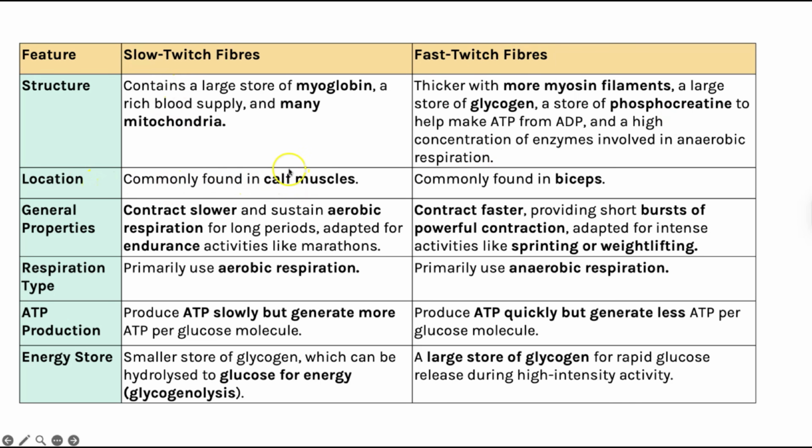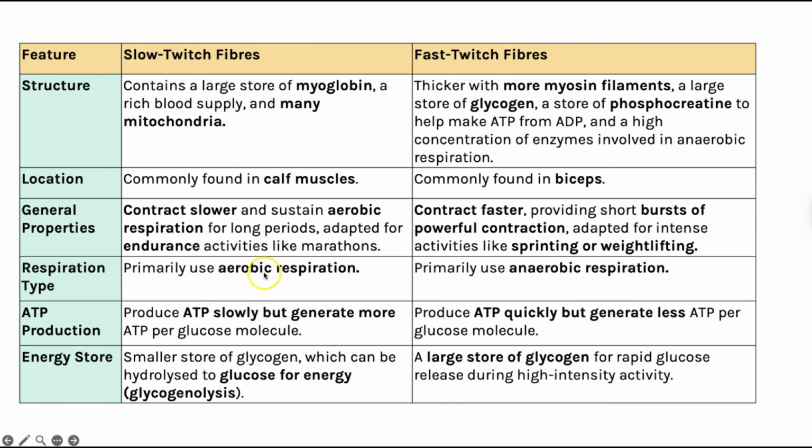Location, you get a lot of slow twitch in calf muscles, whereas fast twitch might be places like biceps. General properties, slow twitch contract slower, and they can sustain aerobic respiration for longer periods. So these muscles are used in endurance activities like marathons. Fast twitch contract faster and provide short bursts of powerful contraction for things like sprinting or weightlifting.